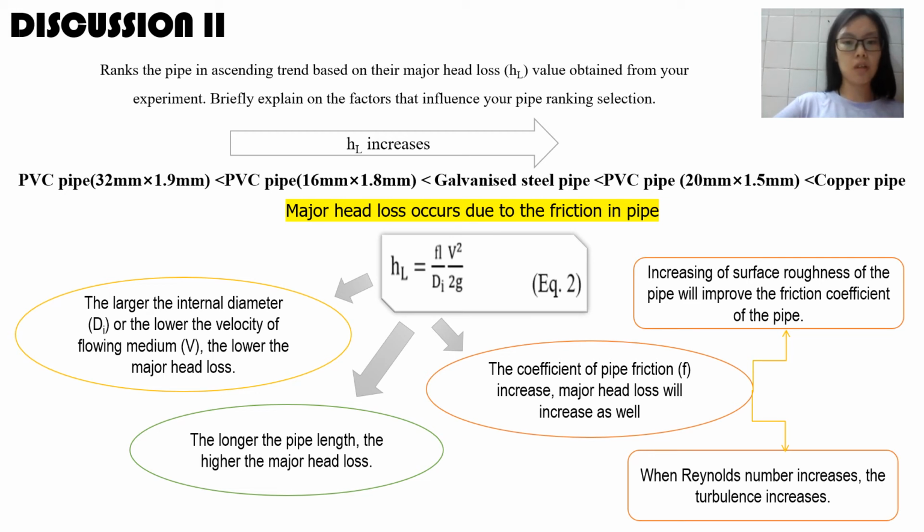Another point I want to emphasize is that as the coefficient of pipe friction increases, the major head loss will increase as well. For turbulent pipe flow, the pipe friction coefficient depends on the equivalent pipe roughness and Reynolds number. It can be seen clearly that increasing the surface roughness of the pipe will increase the friction coefficient of the pipe. From the Moody chart, the coefficient of pipe friction is highly dependent on the flow regime.